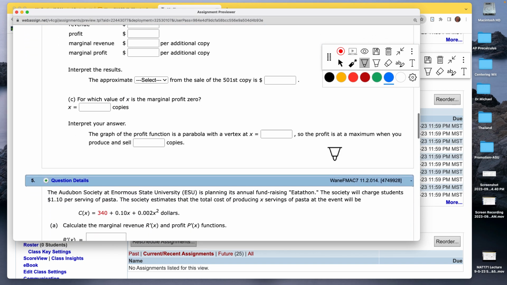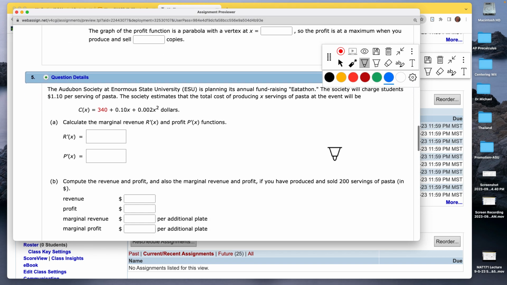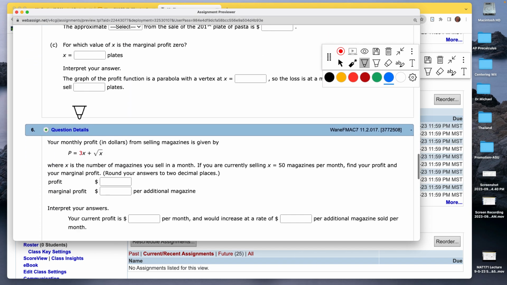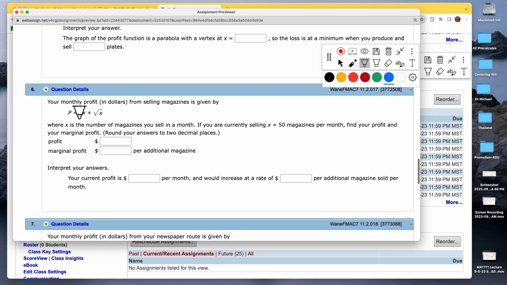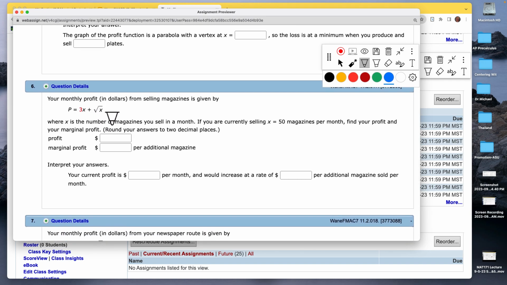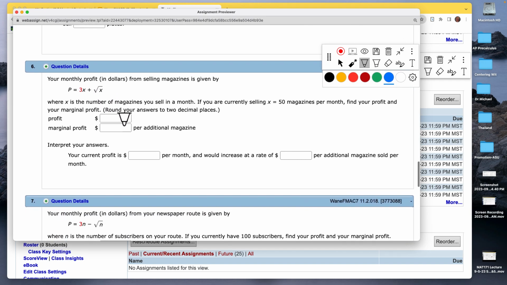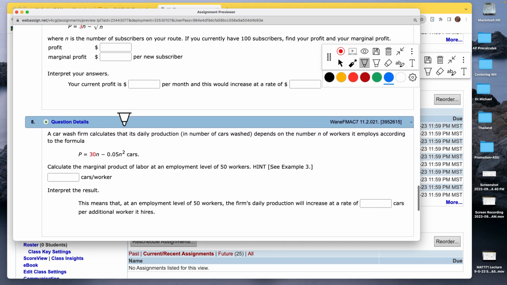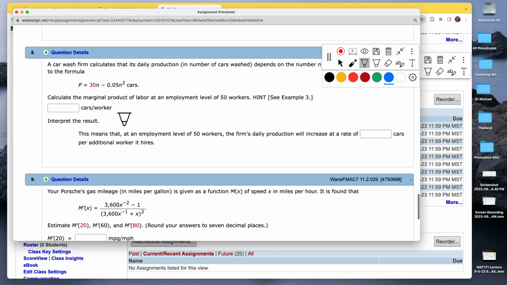And then they ask you to do a bunch of other stuff. Here's the cost function. Again, here's another one, $1.10 per serving. That's our revenue, so $1.10 times x, that's our revenue function. That's all there is to it. And they give us some with a profit function, with just square roots in here. I think you can handle that, getting marginals, getting derivatives, car wash.